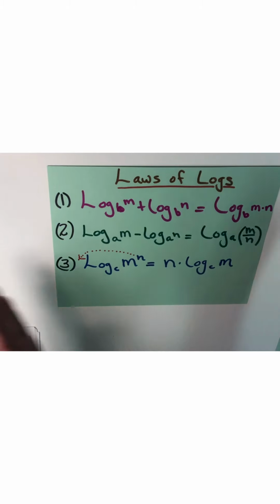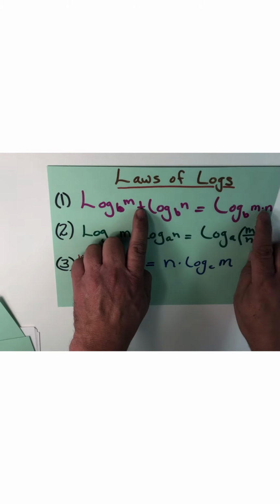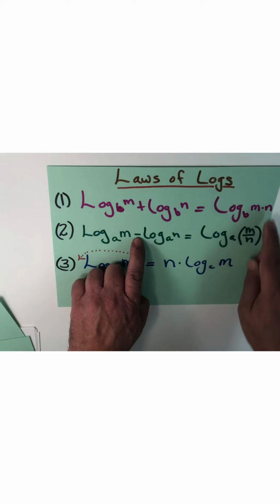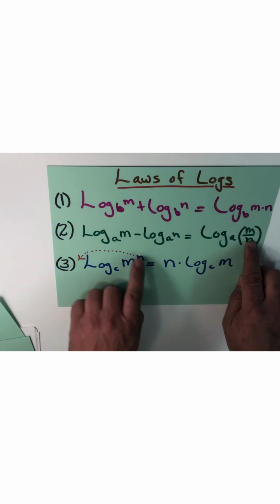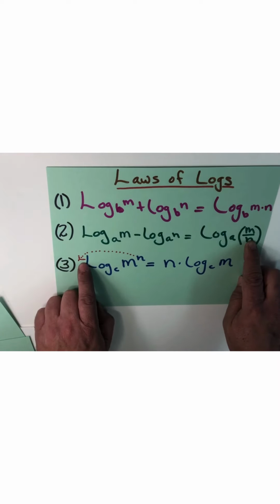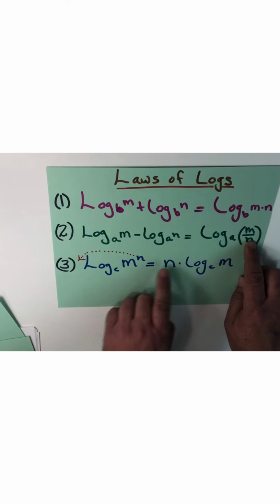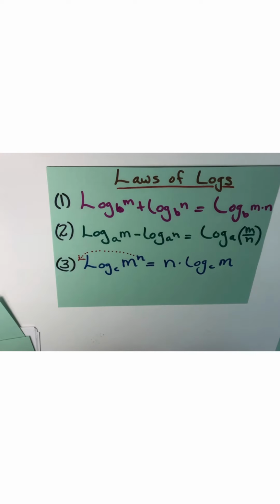Going backwards, when we condense, whenever there's a plus, it'll turn into multiplication. Whenever there's a minus, it'll turn into division. And whenever there's a number in the front that's being multiplied, like this one here, it's going to turn into a power. Okay? Hope that makes some sense.